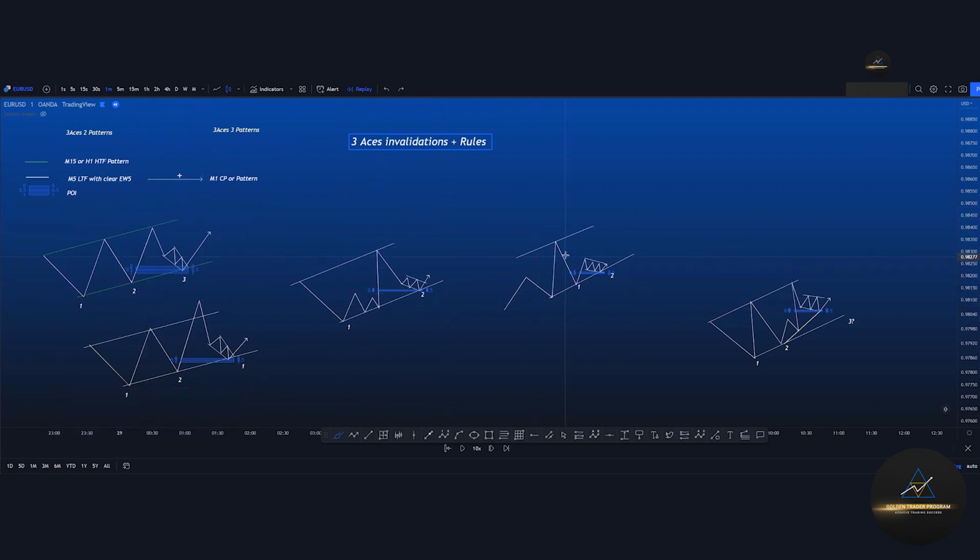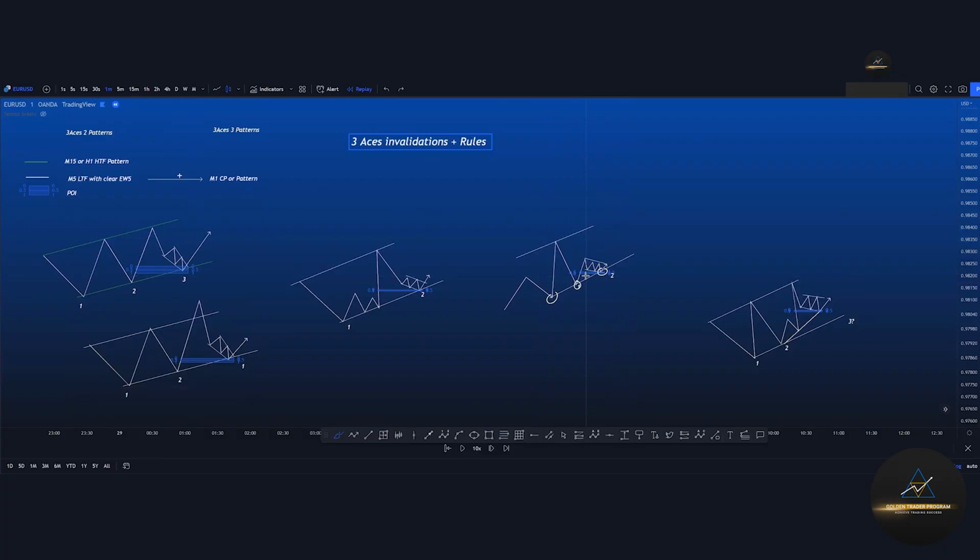Another invalidation may be something like this, where you've got one tap, two tap, a clear third tap, even a break of structure over here, followed by some compression or a flag, and then you've got the free aces, 3 points of interest, maybe even a lower time frame compression on the 1 minute, and you're expecting it to go long because, fair enough, you're probably expecting this, but guess what? It's invalid. It's an invalid free aces.